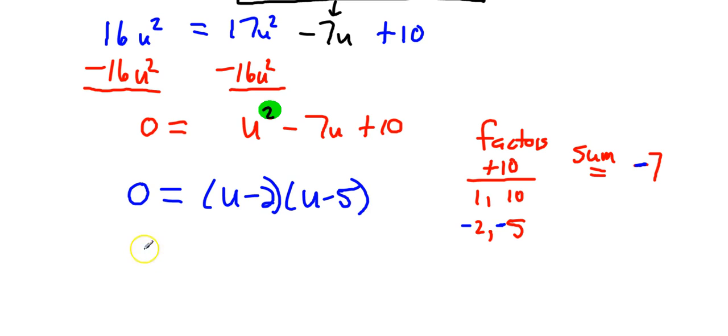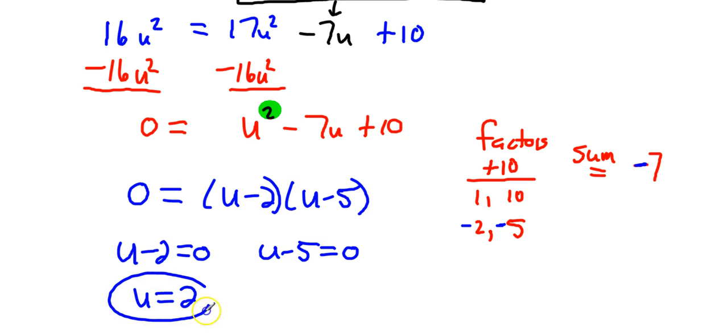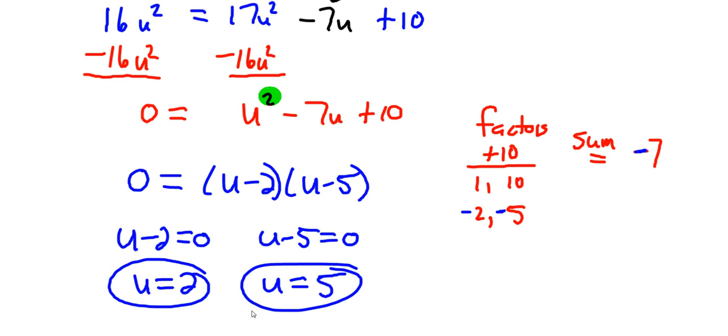So now we're going to set both of those equal to 0. And setting those equal to 0, we get u equals 2 and u equals 5. And what was our original restrictions? Positive and negative 1. So that one we're good. Those weren't in the restrictions, so both of those answers are good. And again, for the ALEKS, they like the answers written as 2, 5.